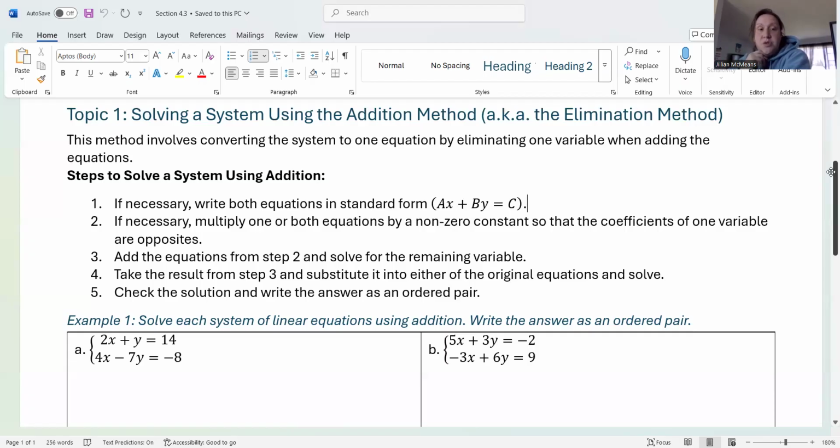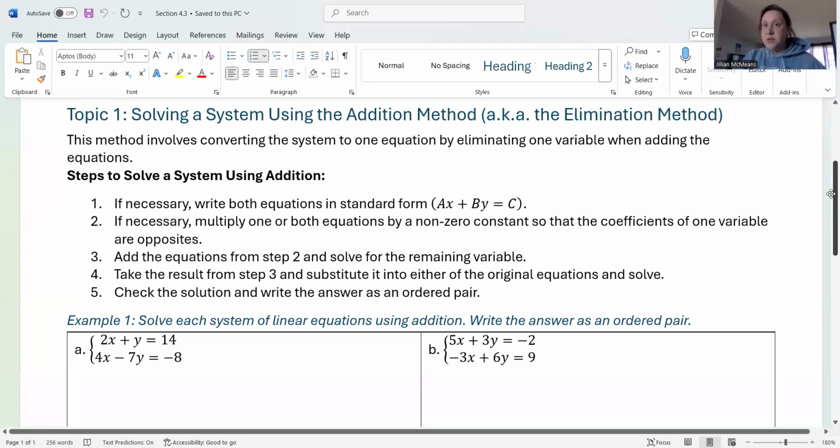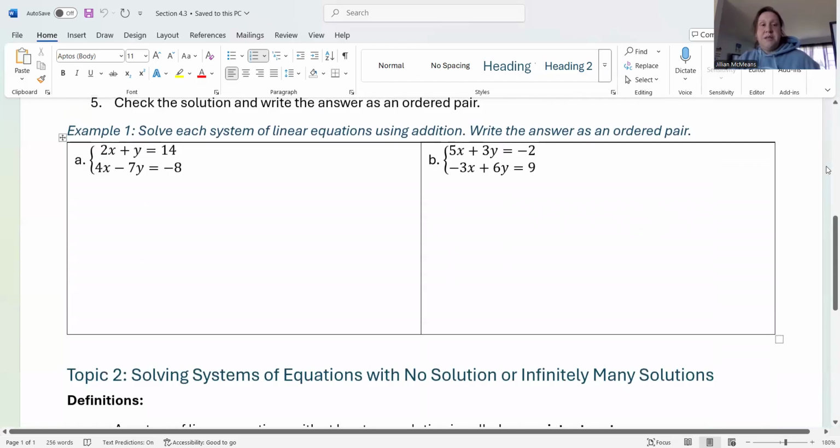Okay. Once you do that, you add the two equations and then you solve for the remaining variable, and then you do some back substitution: plug that variable into one of the original equations and solve, check your answer, write it as an ordered pair. Okay. So let's look at this. It'll make more sense when you see it, I think. All right, so example one says solve each system of linear equations using addition. Again, if somebody says elimination, it's the same method. So solve each system using addition, write the answer as an ordered pair.